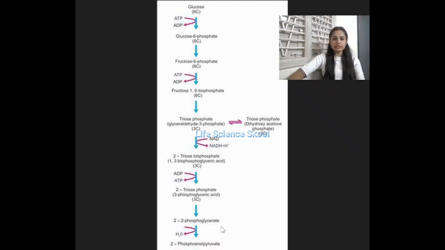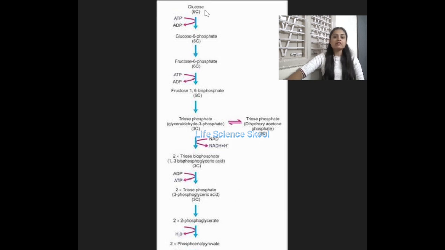And then in converting the phosphoenol pyruvate into a pyruvic acid, there also 2 ATPs are going to be produced. 2 plus 2 is how much? 4 ATPs are produced. And from those 4 ATPs, converting the glucose to glucose 6-phosphate, 1 ATP is utilized. Okay, and again converting the fructose 6-phosphate into fructose 1,6-bisphosphate, there also another ATP is utilized.